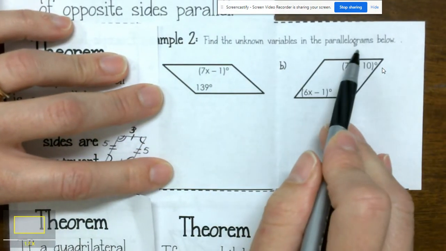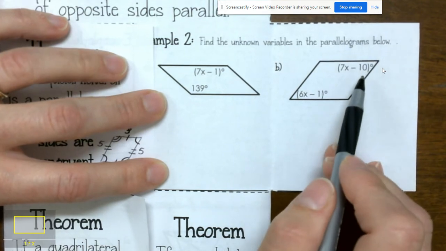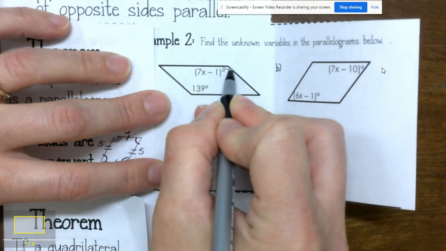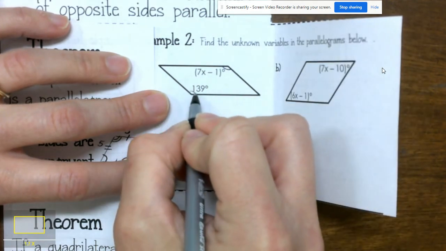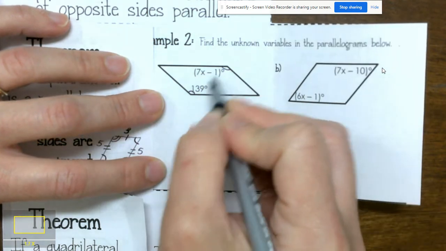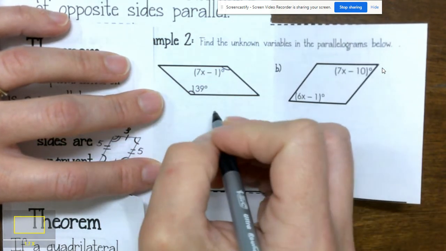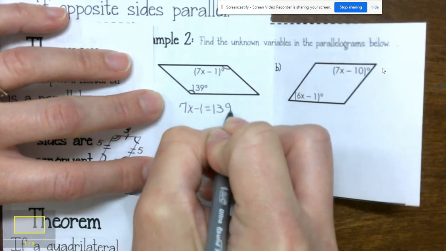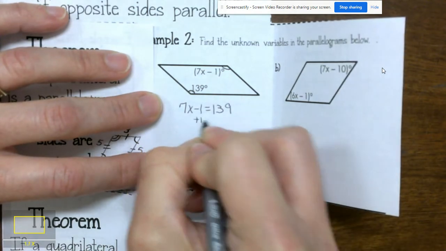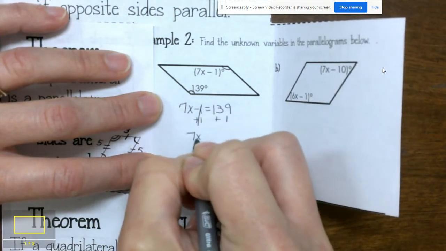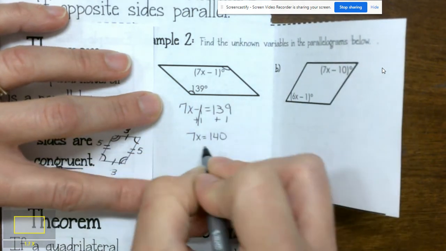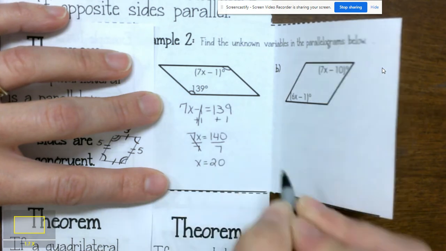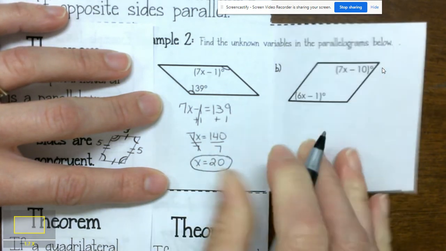Find the unknown variables in the parallelograms below. So we know that these are parallelograms. Now this 7x minus 1 is this angle right here's measurement, and this 139 is this angle's measurement. So that means they are opposite angles. That means they are congruent or equal to each other. So I can set 7x minus 1 equal to 139. Add 1 to both sides. That gives me 7x equals 140. Divide by 7 on both sides, and we get that x equals 20. So our answer here would be x equals 20.